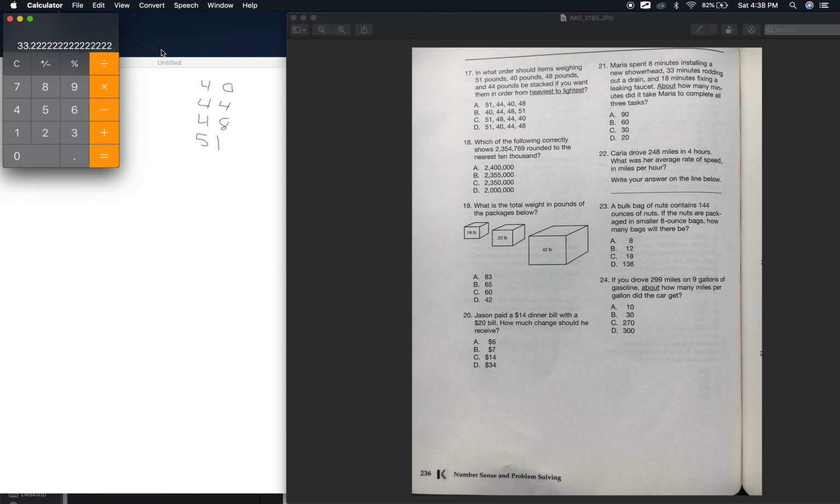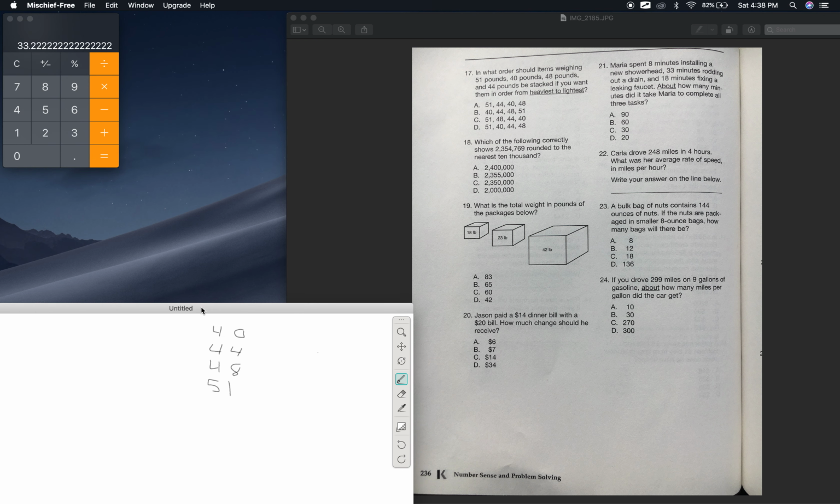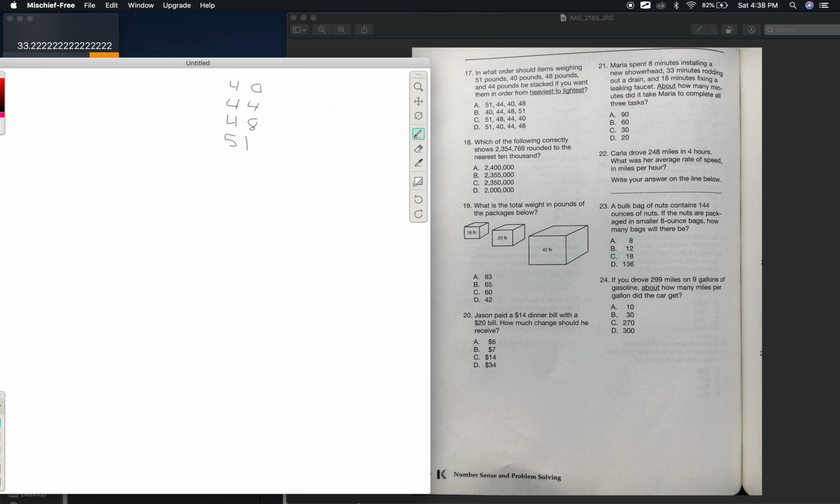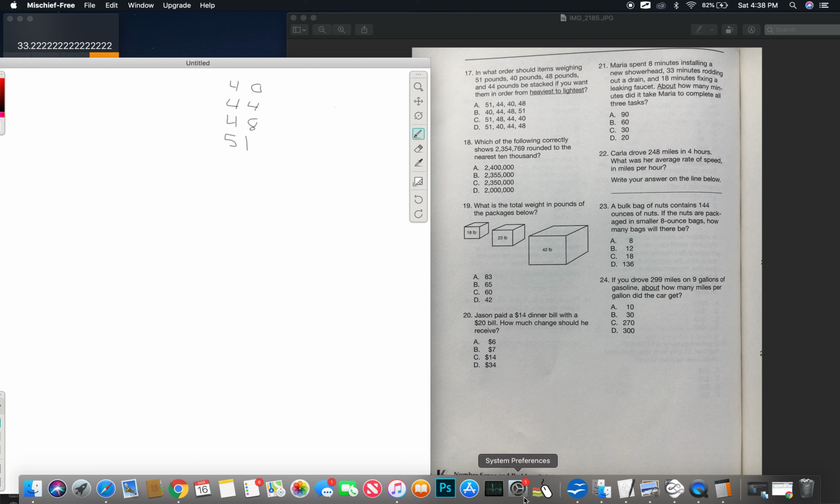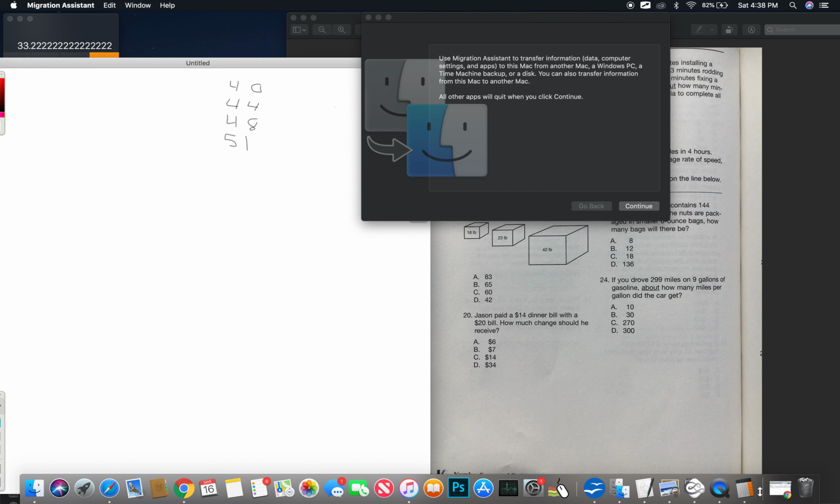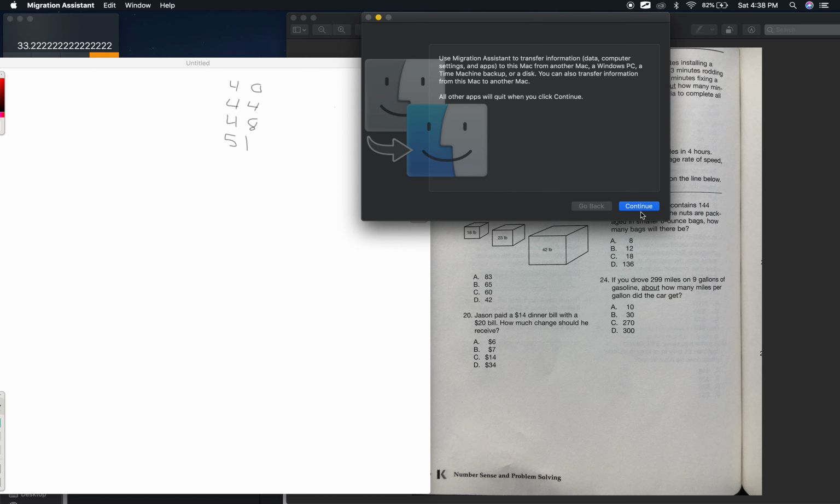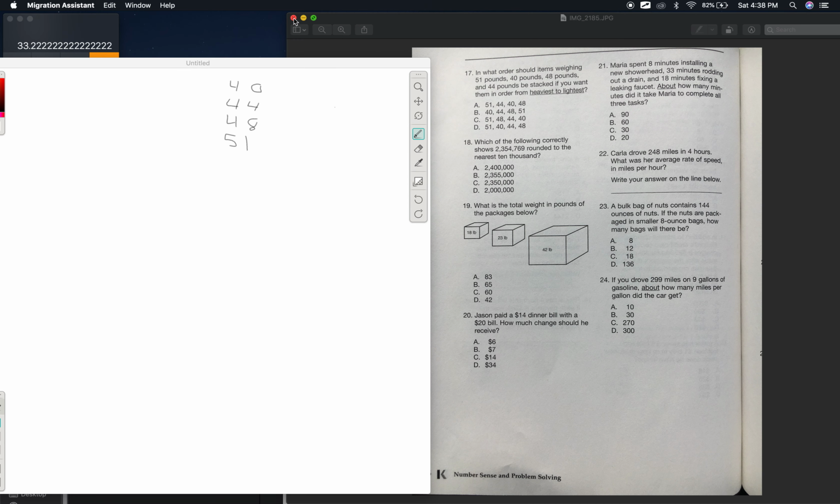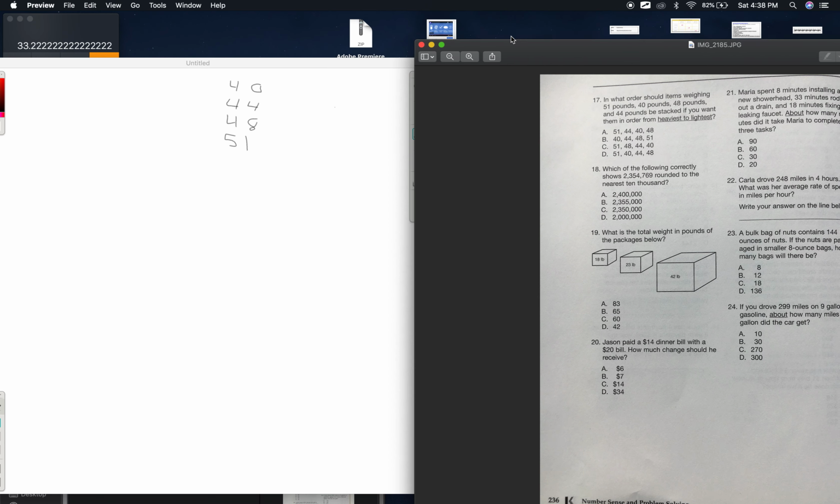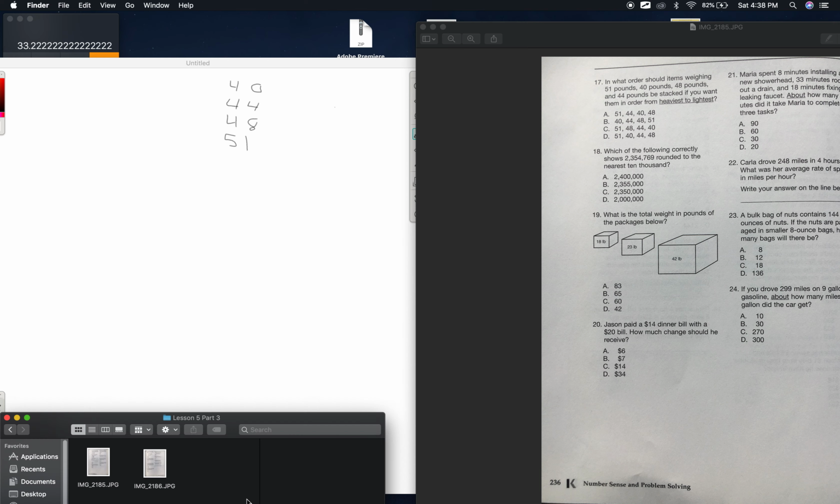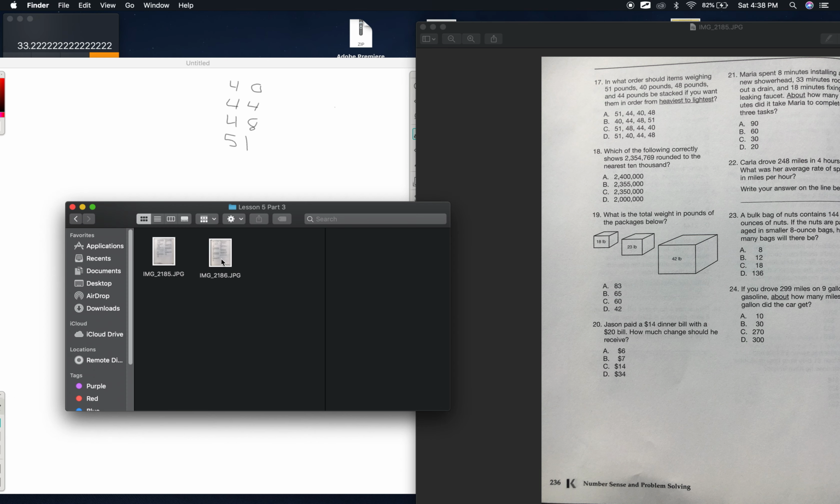Let's move the calculator here so I can find it. Okay. Let's go to the second page here.